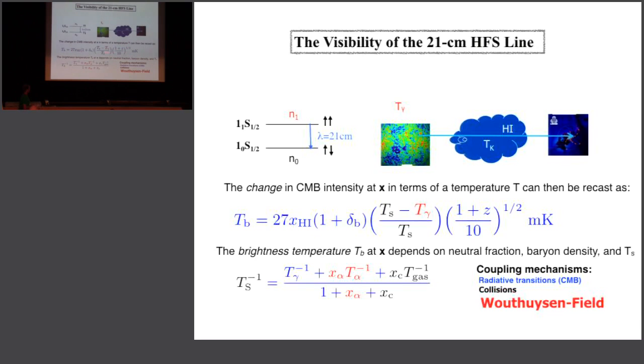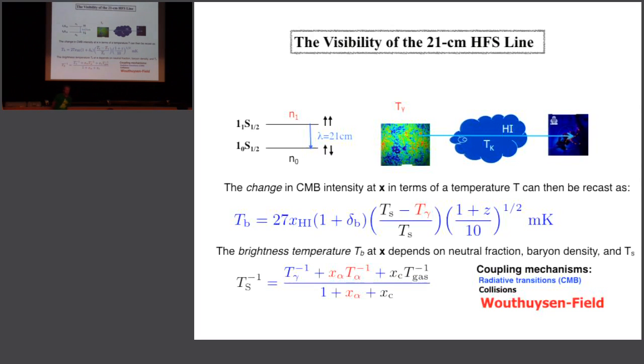So this is again the equation that I had up before. The change in CMB temperature due to neutral hydrogen is of the order of 30 millikelvin for a neutral universe at mean density, multiplied by this factor that depends on the spin temperature. But here's what the spin temperature actually looks like. The spin temperature is some sort of weighted average of the CMB temperature, which is this blue term, and the gas temperature, which is this black term. Just to emphasize where this comes from, remember that the spin temperature is entirely a statement of the population of atoms in these two states.